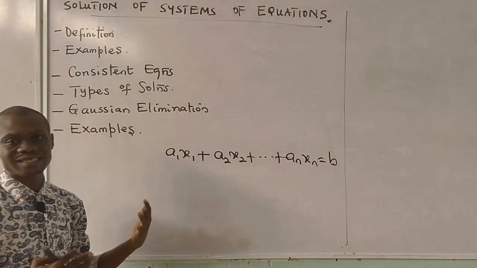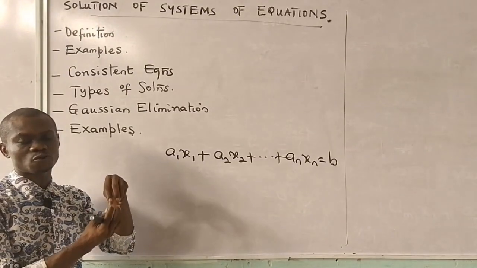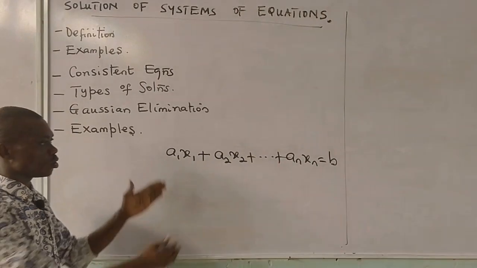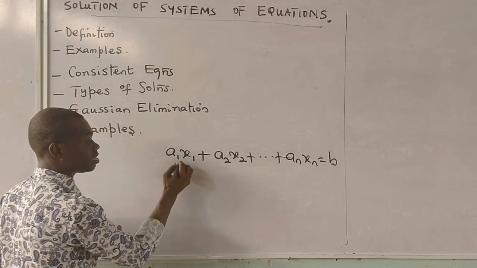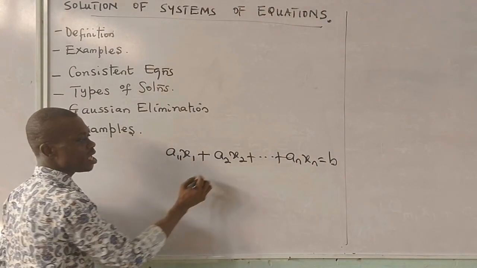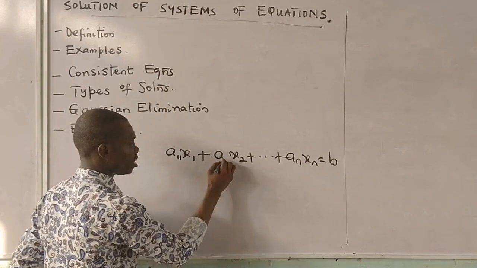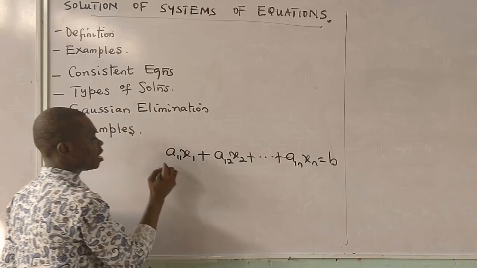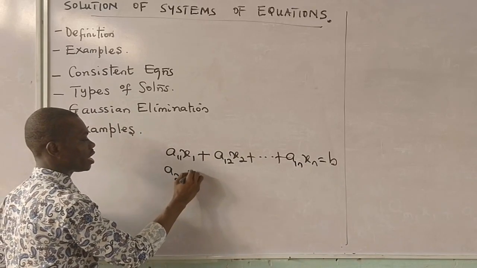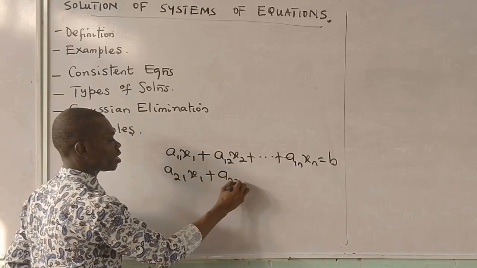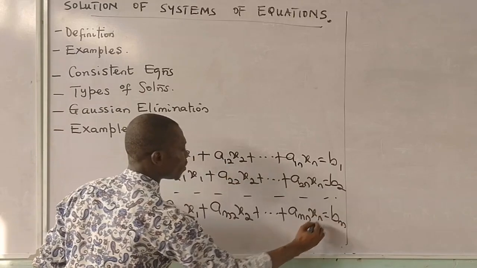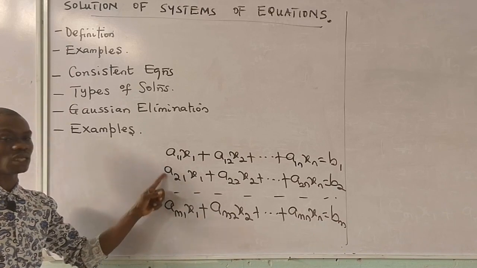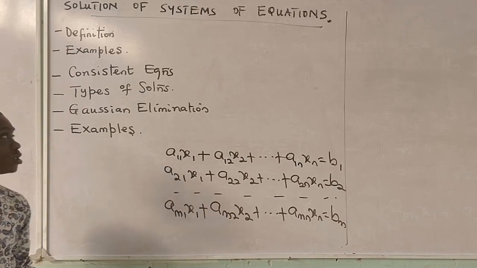Alright, so a system now is a combination of two or more linear equations. Okay, so in that case we said that the general form is of this form: a11x1, a12x2, up to a1nxn, and then you now have a21x1, a22x2, up to bm. Alright, so this is the general form of a system. It contains more than one equation.